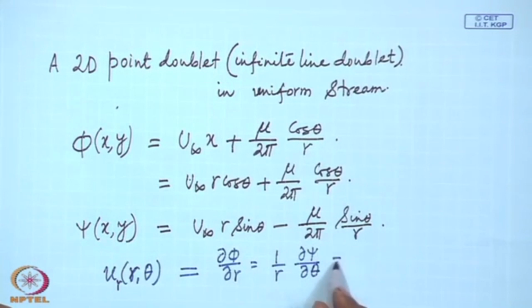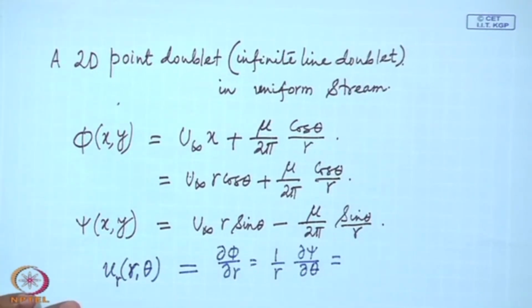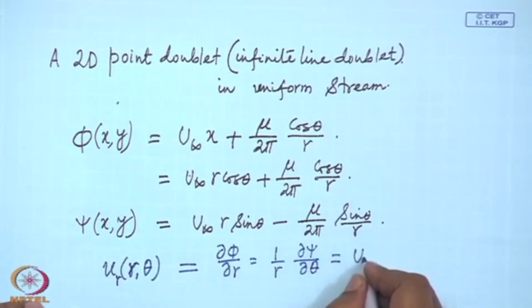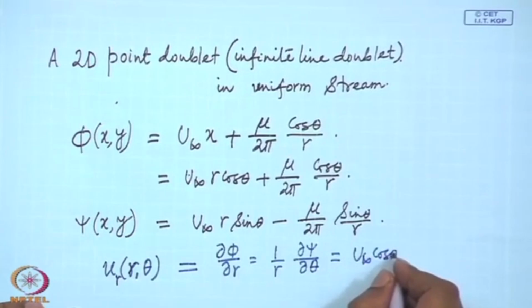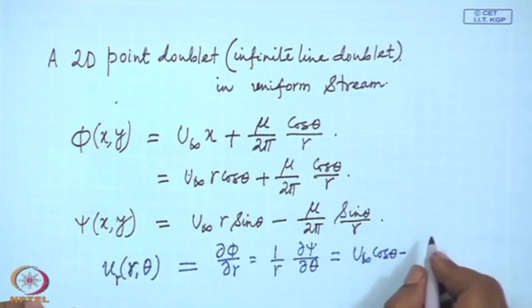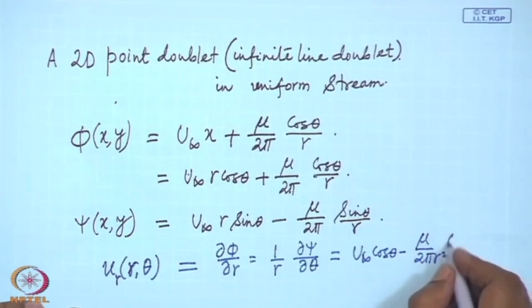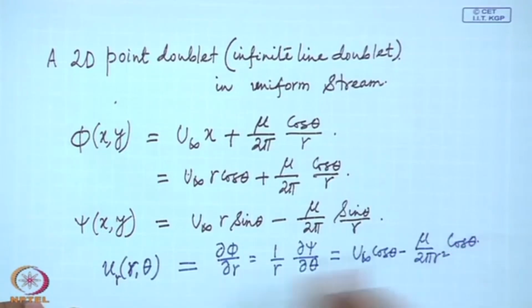How much is this? U infinity cos theta minus mu by 2 pi r square cos theta. We should have written the cos theta once.